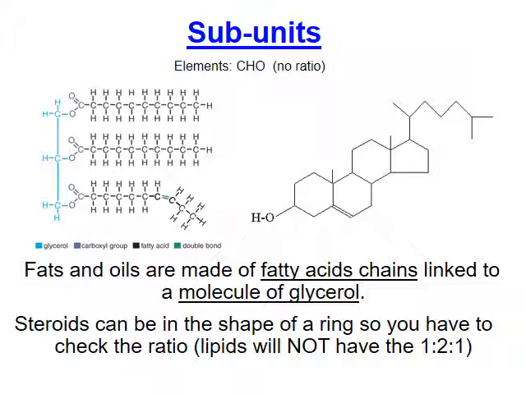Fats and oils are made up of fatty acid chains linked to a molecule of glycerol. When you're trying to identify a fat, focus on locating the glycerol backbone and then check to see if there are fatty acid chains. All right, so here is our glycerol backbone. And then on this one, we have 3 fatty acid chains. Fats are often named by how many chains they have. So for example, this is a triglyceride. Remember the prefix means 3. A triglyceride is one type of lipid subunit.